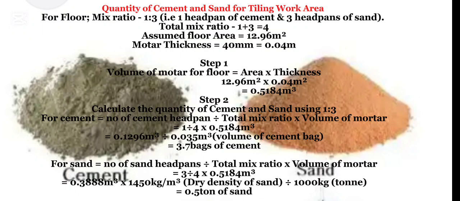So moving forward to sand, which has a formula that says number of sand earth-pans divided by total mix ratio multiplied by volume of mortar. So inputting our figures into the formula, all we have is 0.3888 cubic meter. Converting it to tons, all we do is multiply it by the dry density of sand, which is 1450 kg per cubic meter, and divide it by 1000 kg per ton. After doing this, all we have is 0.5 tons of sand needed for this particular floor tiling.